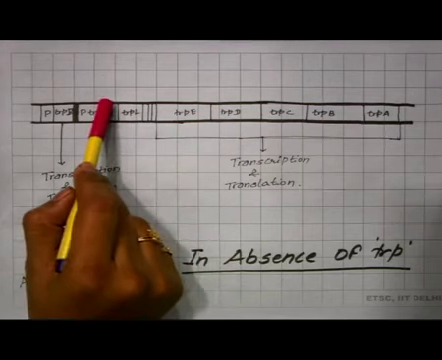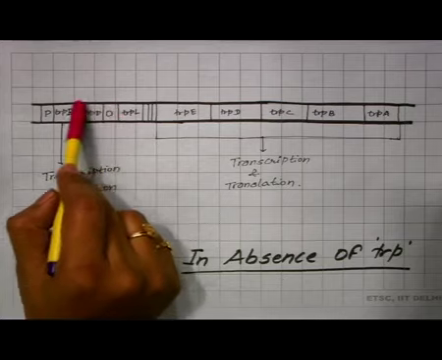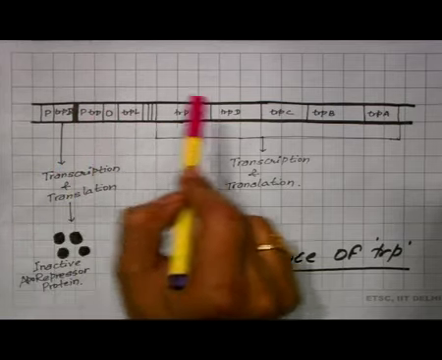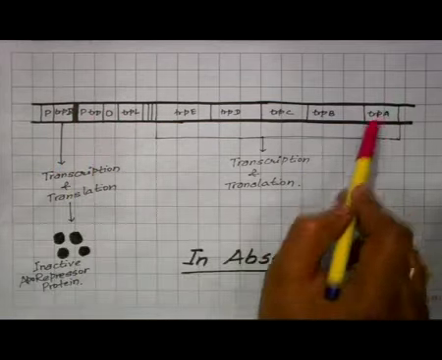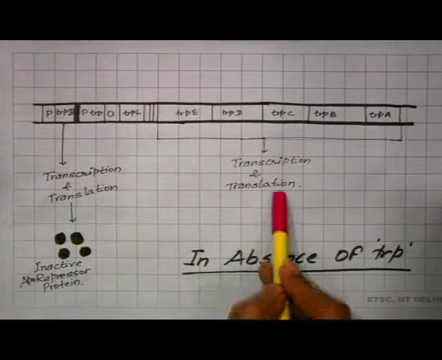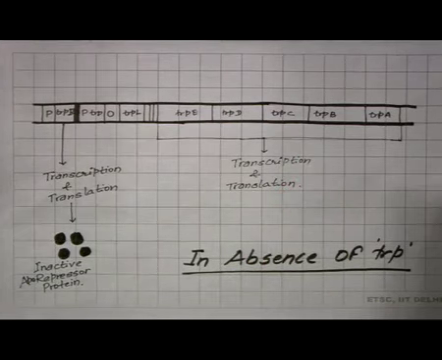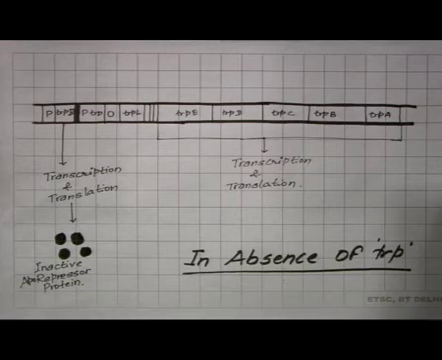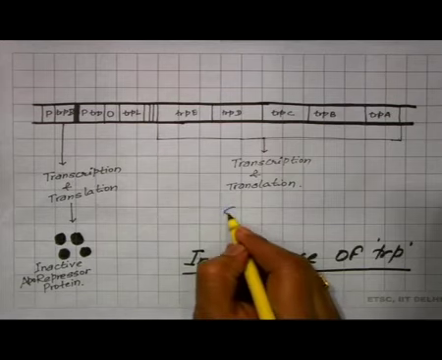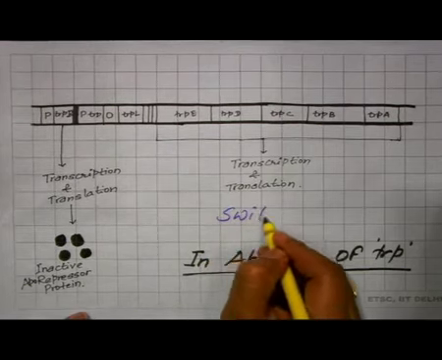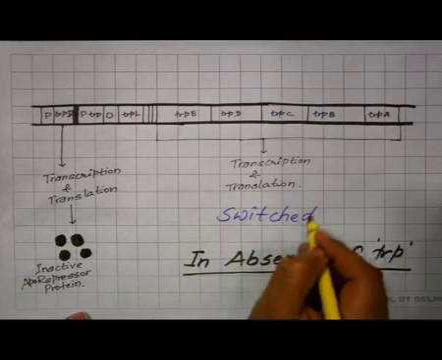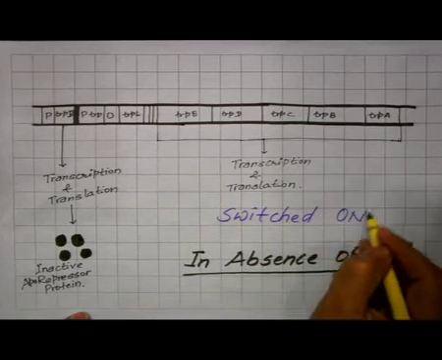Now, the RNA polymerase will bind over the promoter and move towards the structural genes. These genes will undergo transcription and translation, and the protein will be synthesized. So, in the absence of tryptophan, the genes are in the switched on condition.